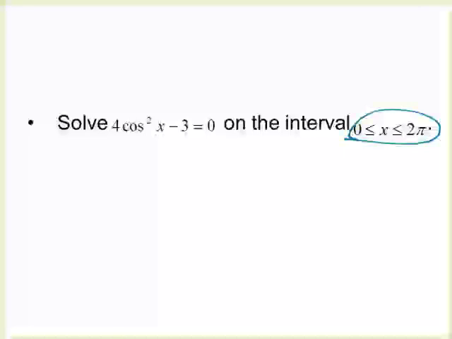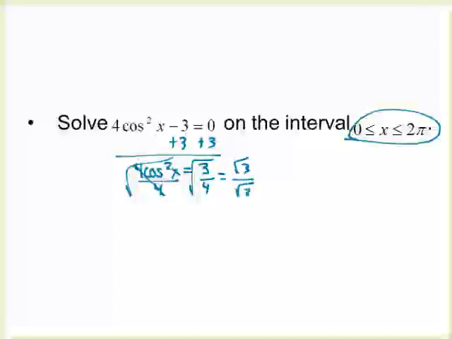So what do I do first to solve this equation? Add 3. And then divide by 4. And then take the square root. And when we take the square root of a fraction, we take the square root of the top and the square root of the bottom. So I get cosine of x is equal to what? Square root of 3 over 2 and plus or minus because we took a square root in an equation.